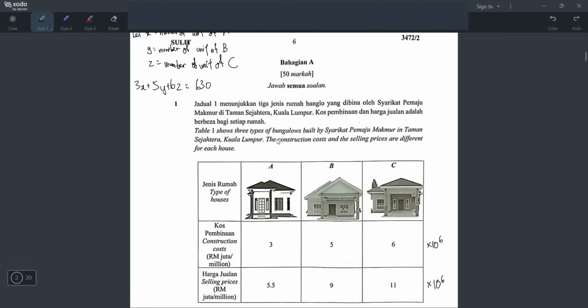Okay, now some students might ask, I thought it's times 10 to the power 6, because it's 0, 0, 0, 0, 0, 0 like that, right? Okay, you don't have to do that. You know why? Because this is 630 million. 6 is also 6 million, 5 is also 5 million, 3 is also 3 million.